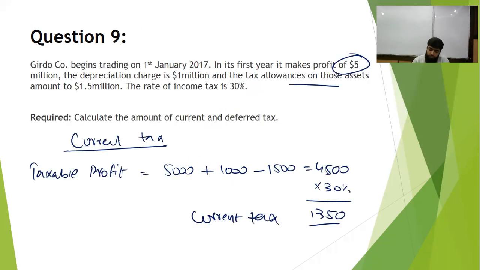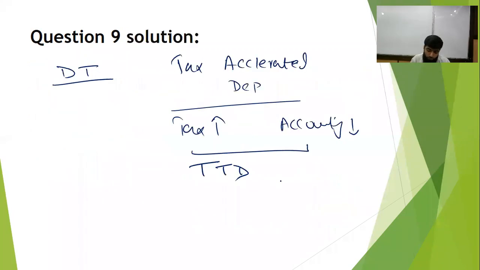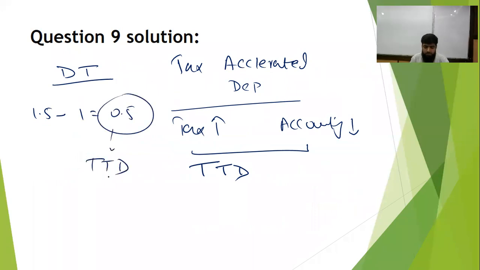And now in this question, in accounting we are charging a depreciation of 1 million, but the tax department is charging a depreciation of 1.5 million. So what is the amount of difference? In accounting we are charging 1 million and the tax department is charging 1.5 million. It means the difference is 0.5 million, and that difference is obviously the taxable temporary difference.